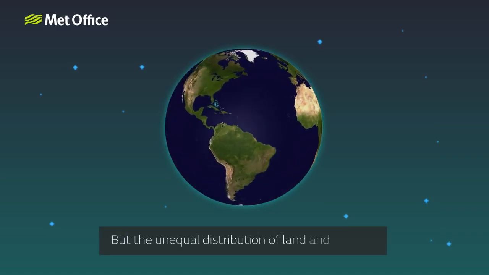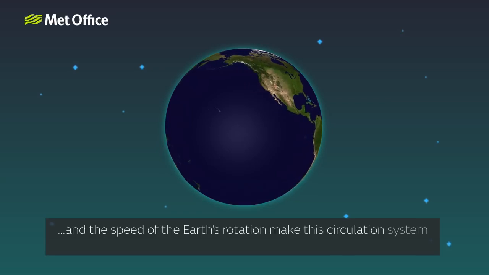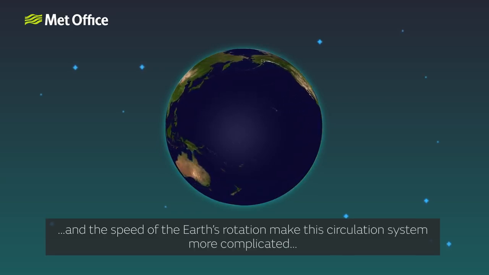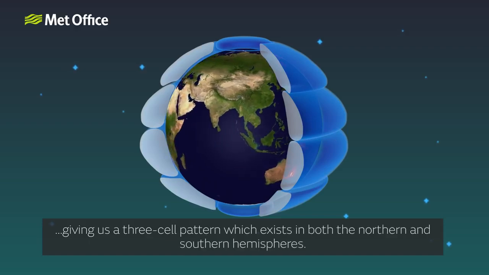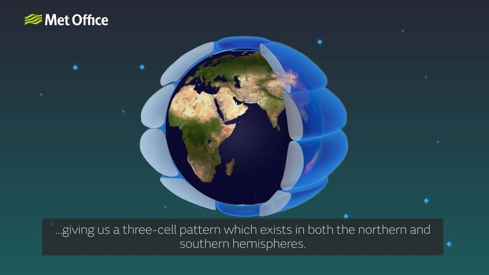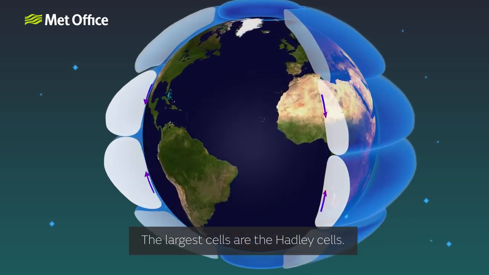But the unequal distribution of land and ocean and the speed of the Earth's rotation make this circulation system more complicated, giving us a three-cell pattern which exists in both the northern and southern hemispheres. The largest cells are the Hadley cells.